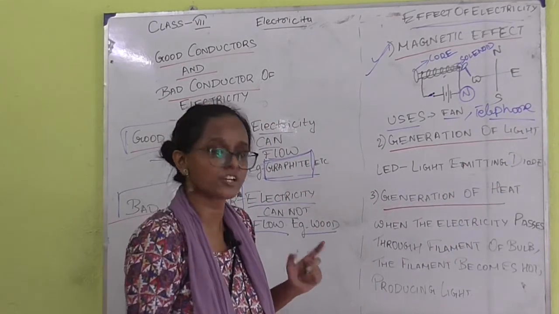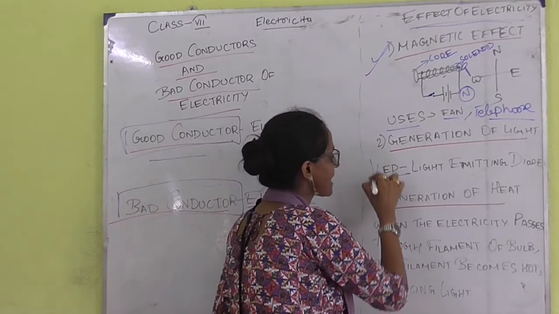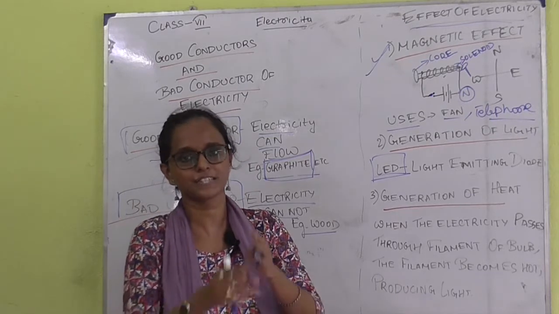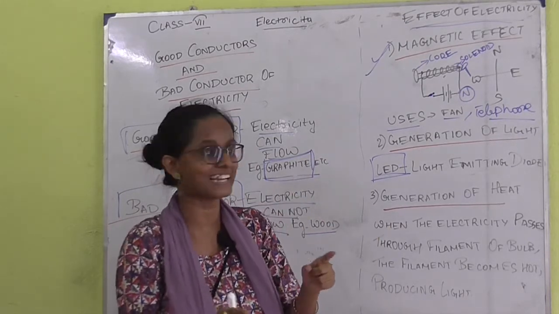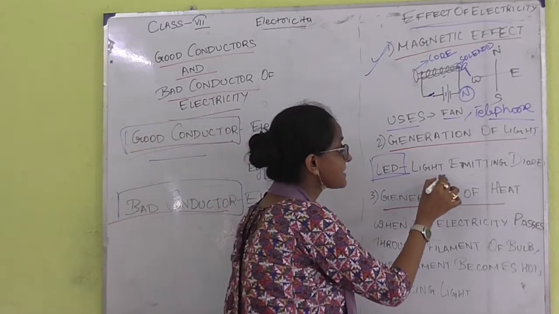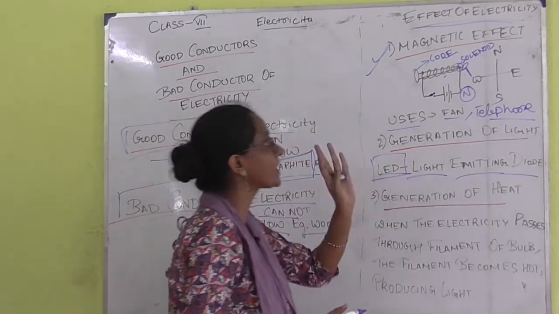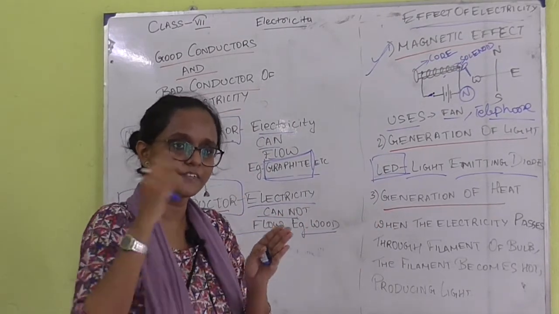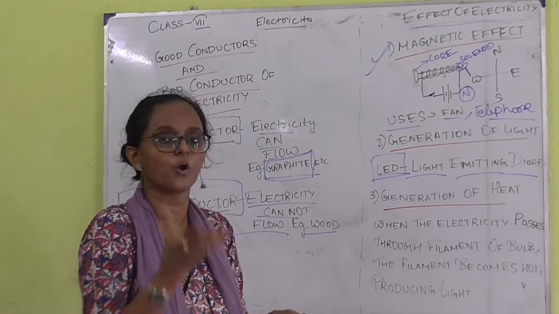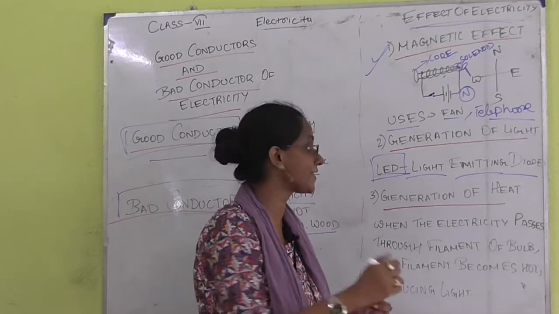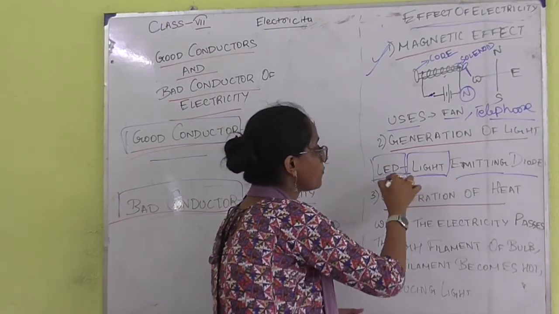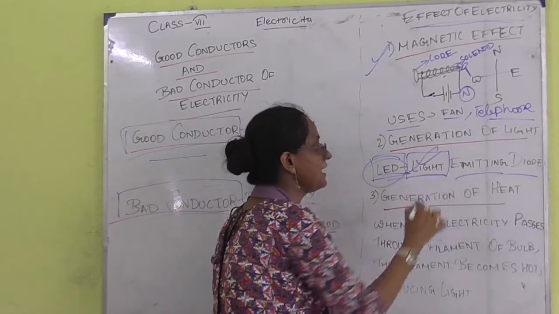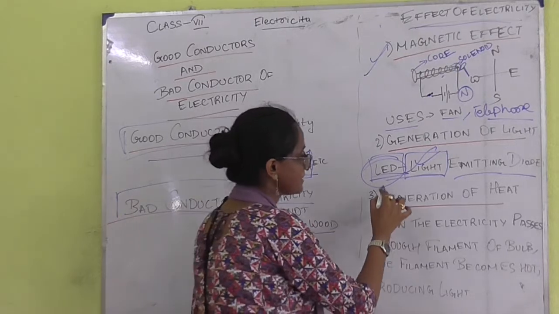Next is the generation of light. See, the first and foremost example is the LED. Everybody is accustomed to the word LED because nowadays the tubes that are being used in our homes are mostly LED. Now what is the full form of LED? LED's full form is light emitting diode. Whenever the electricity passes through the diode, it glows. So by the name only we can understand the effect of electricity in the LED. It emits light.